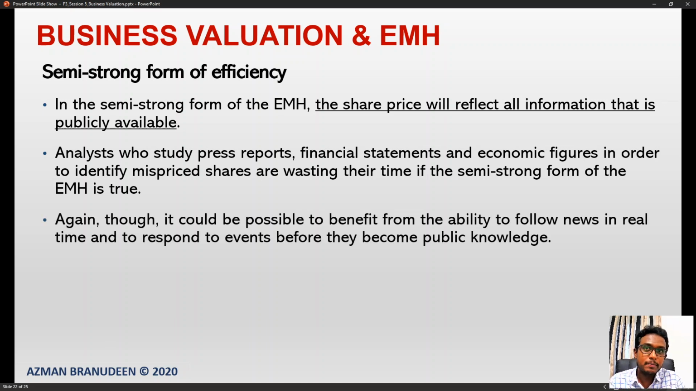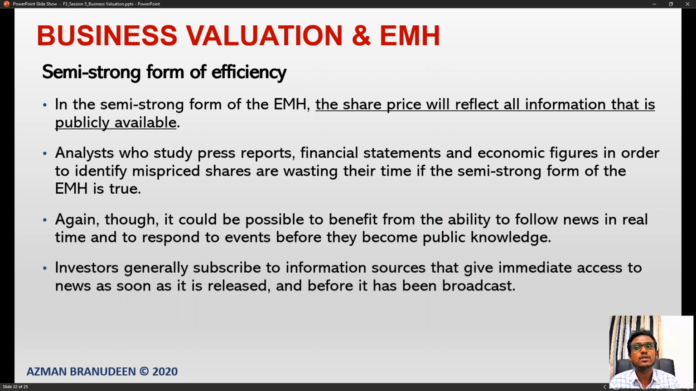Again, though, it could be possible to benefit from the ability to follow news in real time and to respond to events before they become public knowledge. And that is why, in the live sessions, we will discuss this. Even if you go to Yahoo Finance or Bloomberg, you look at a share price in real time. Every second the share price is going up and down. Why is it going up and down, right? It's driven by supply and demand, and supply and demand is driven by the information that is available in the market about the stock.